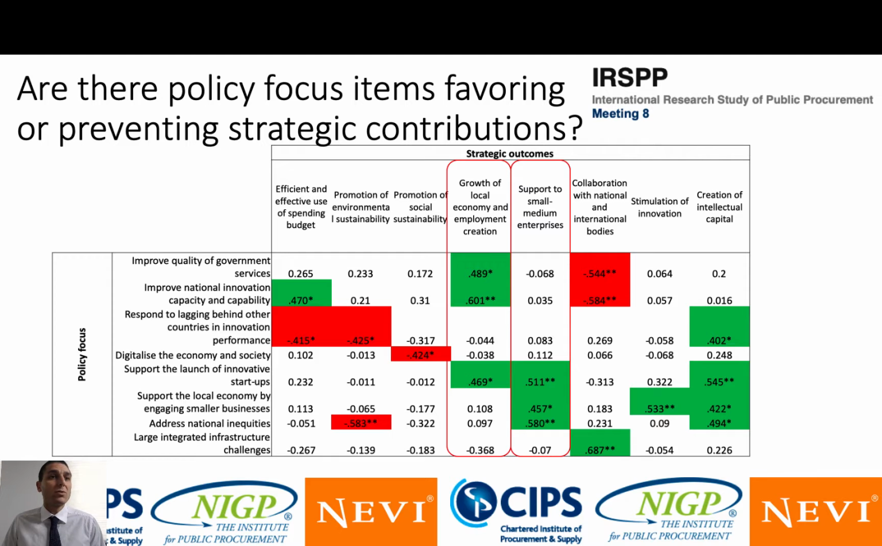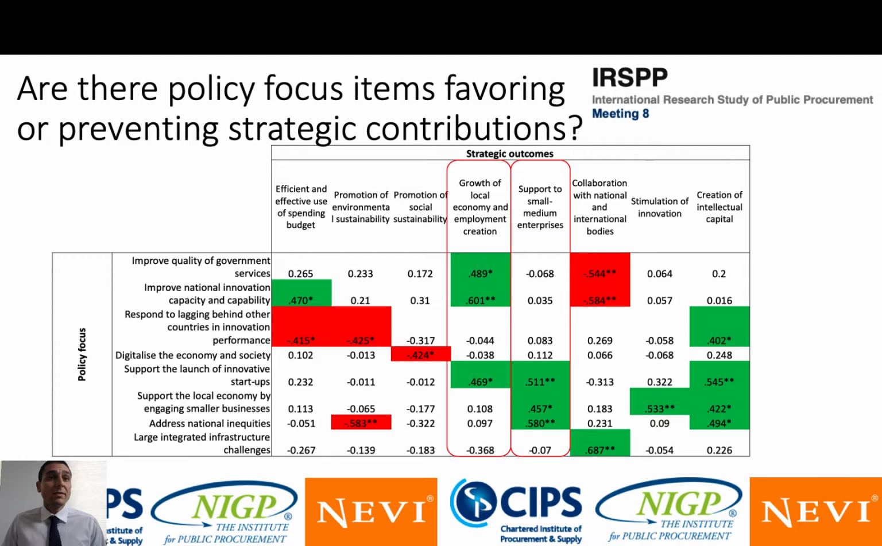Same if you look at support to small and medium enterprises. The projects achieving higher contribution in terms of support to small and medium enterprises were those where the policy focus at country and institution level is on supporting the launch of innovative startups and supporting the local economy by engaging smaller businesses.